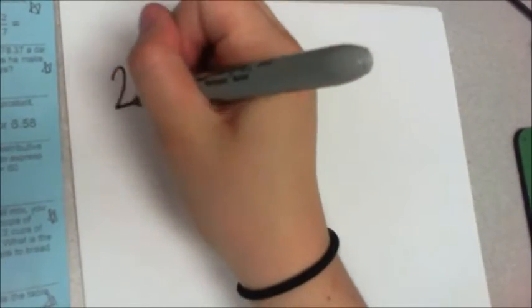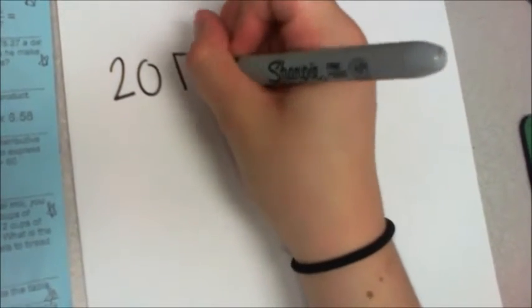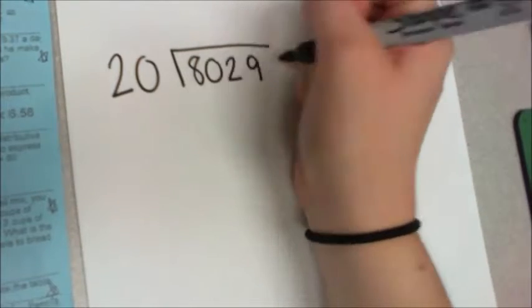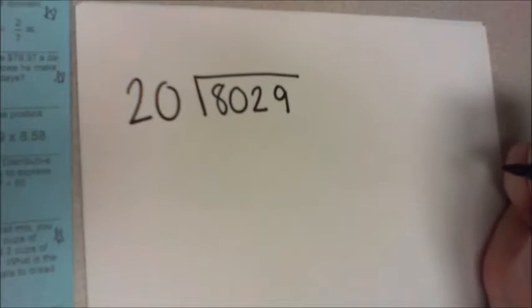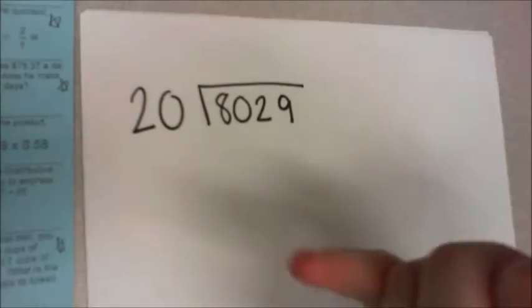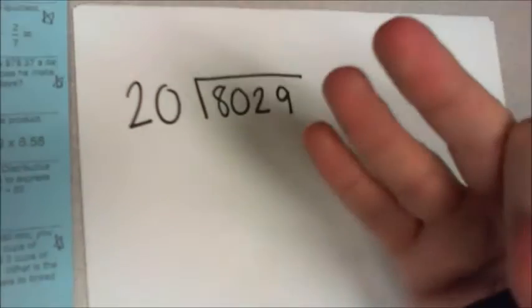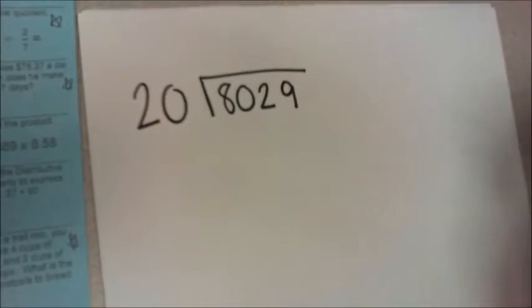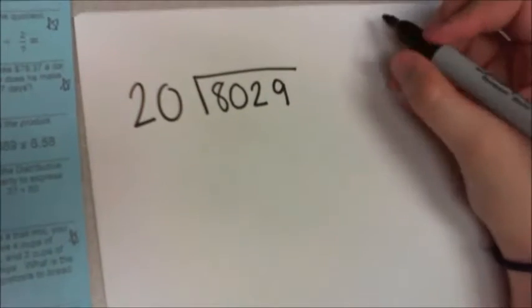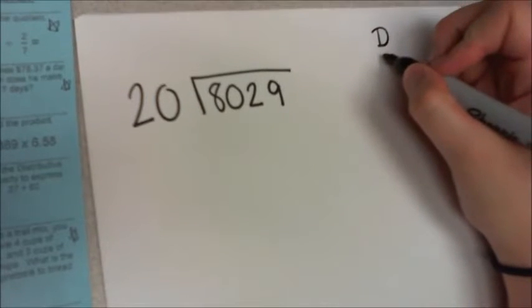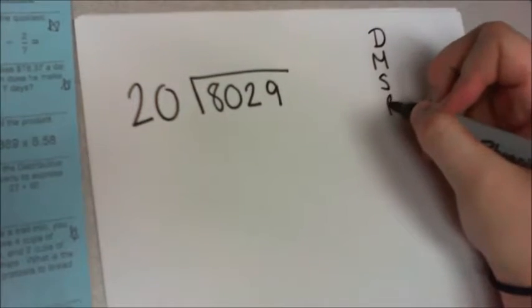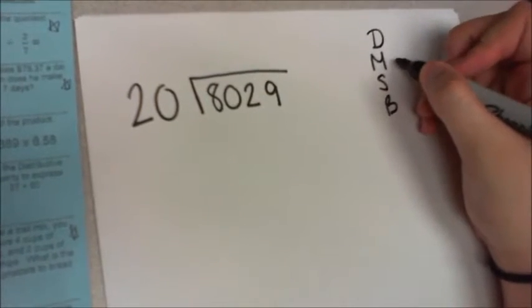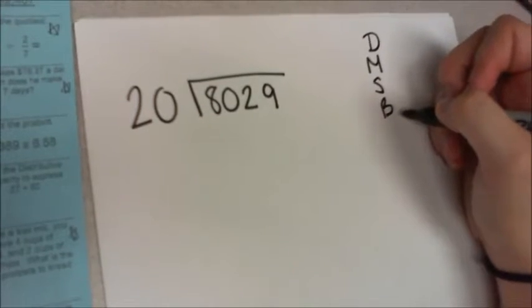The next one you have to complete is a long division one, and I know how much we love long division. But luckily, we start off with a pretty easy long division. We're dividing by 20, which we already know how to do. We can count by 20s by going 20, 40, 60, 80, 100. I'm going to stop there because you probably know. So first things first, our rules for long division, D, M, S, V. Divide, multiply, subtract, bring down.